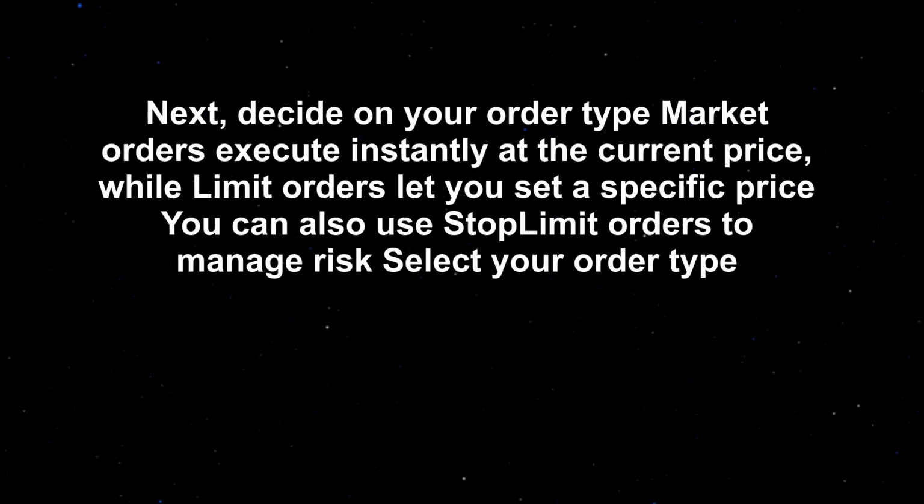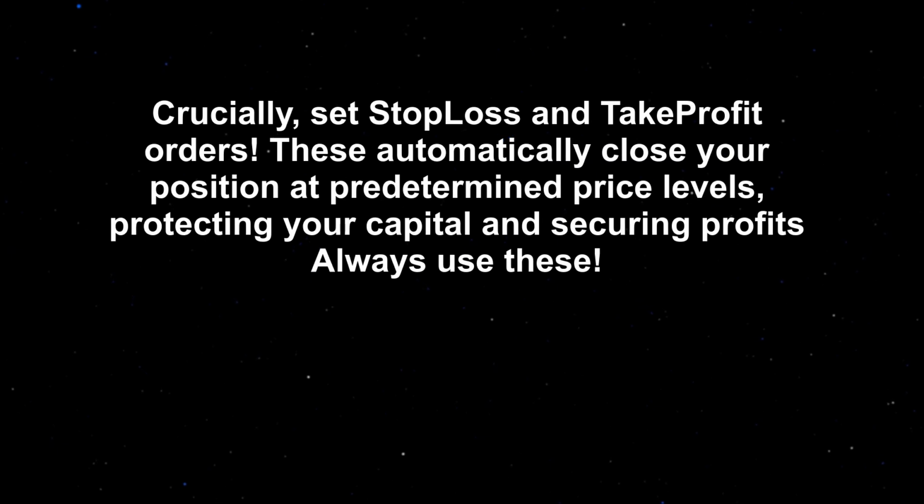Next, decide on your order type. Market orders execute instantly at the current price, while limit orders let you set a specific price. You can also use stop limit orders to manage risk. Select your order type. Crucially, set stop loss and take profit orders. These automatically close your position at predetermined price levels, protecting your capital and securing profits.